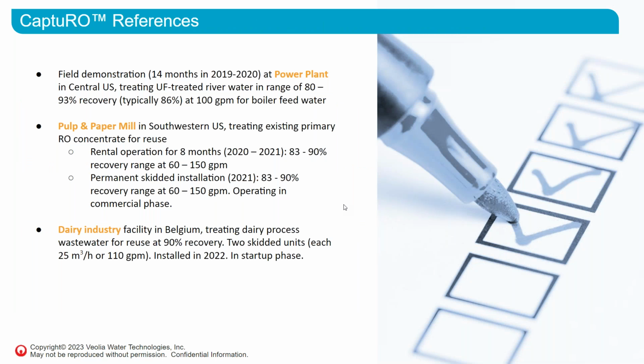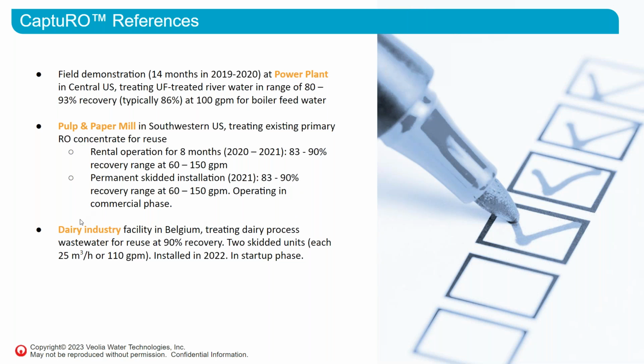So this just shows some references we have. As I mentioned, this is the one I talked about in the past few slides, the field demonstration at the power plant. And then our first full-scale installation, that skid that I showed you earlier in the presentation, was a pulp and paper mill in southwestern US. So that was treating the concentrate from an existing primary RO for reuse. So we actually ran our rental container there, the C container, for 8 months. And then we installed a permanent skid there in 2021. So that's been operating ever since. So they're operating in the range of 60 to 150 GPM and in the 83 to 90% recovery.